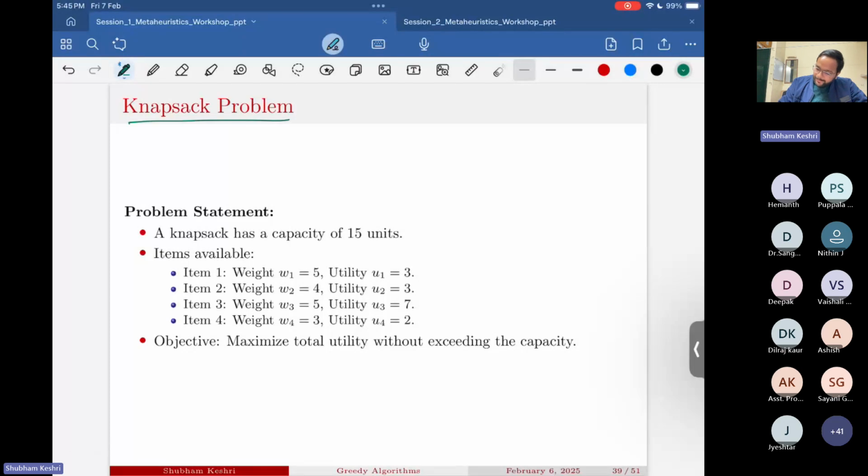So I have given one example problem here. A knapsack has a capacity of 15 units and there are 4 items with W1 as 5, and instead of reward or value I have written utility. It means the same thing, either reward, value, utility, it means the same thing. Item 1 has utility 3 and weight 5, item 2 has value 3 and weight 4, and so on and so forth. The objective is to maximize the utility without exceeding the capacity of the bag. Okay. So this is the problem statement. How are we going to solve this problem?